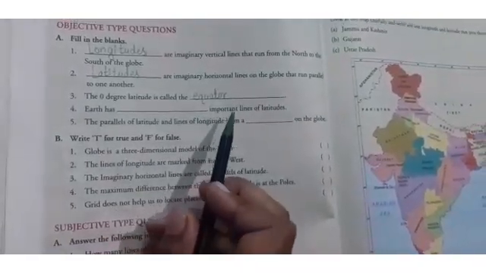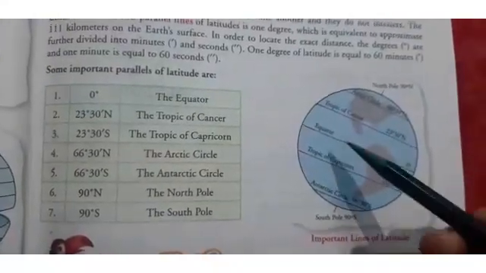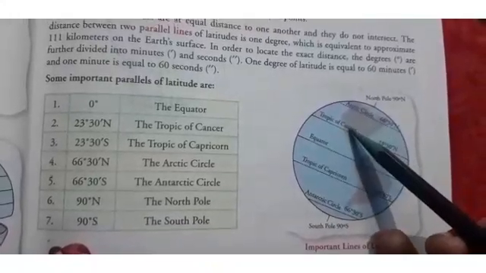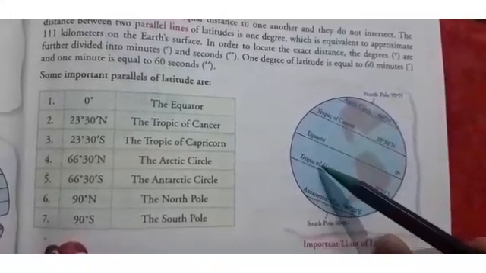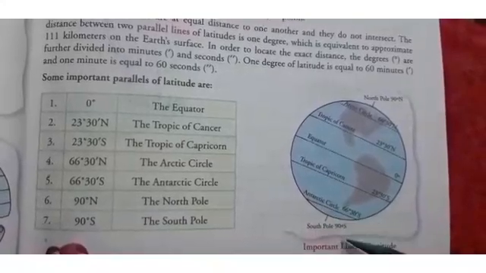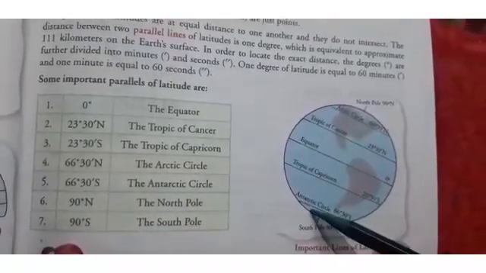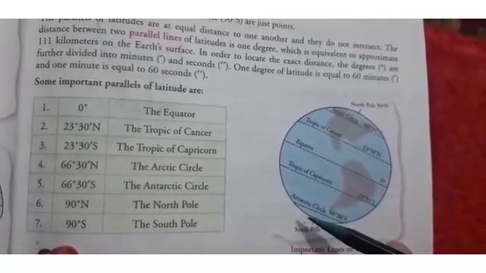Equator, okay. Then earth has dash important lines of latitude. So how many important lines of latitudes are there? For this, just look at this picture, important lines of latitudes. This is Arctic Circle, Tropic of Cancer, Equator, Tropic of Capricorn and Antarctic Circle. So how many important lines are there? Just count them. 1, 2, 3, 4 and 5. So 5 important lines of latitudes are there. So here we'll write 5.